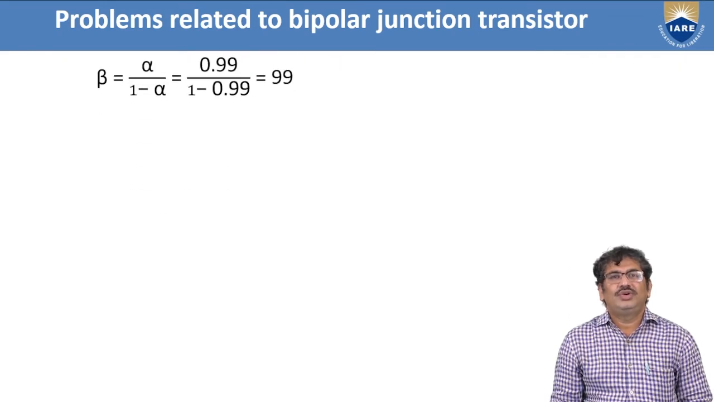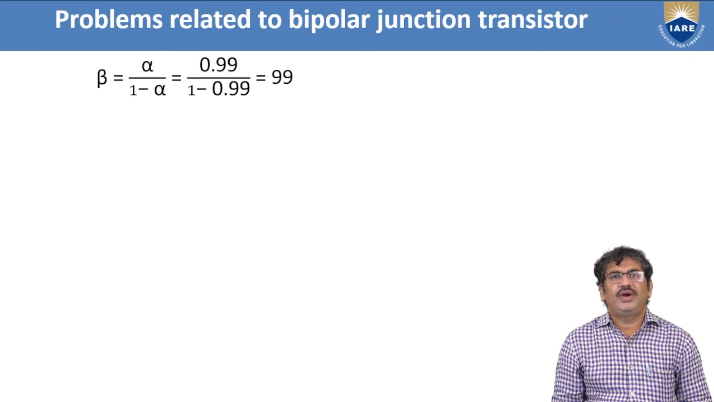Next, once we know alpha, we can find the common emitter current gain beta in terms of alpha as beta is equivalent to alpha by 1 minus alpha. The estimated alpha value is 0.99. Upon substituting, we get beta equivalent to 0.99 divided by 1 minus 0.99, which will give us 99.